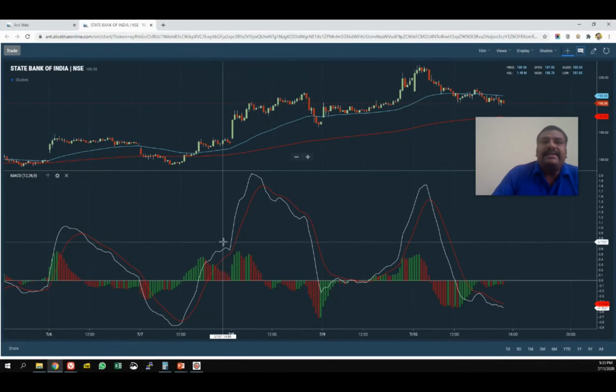Here in MACD, there are two lines basically. One is called the MACD line, which is the white one, and there is a signal line, which is the red one. Also, we have a zero line, and we have a histogram with green and red, up and down. What are these?